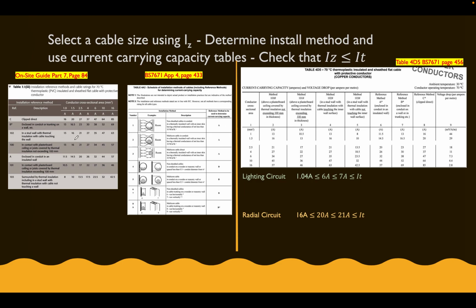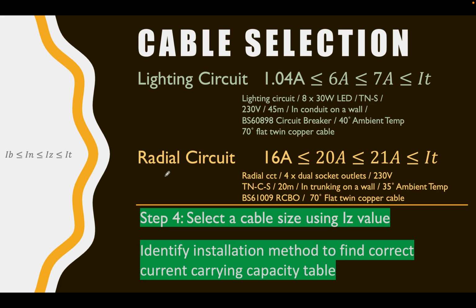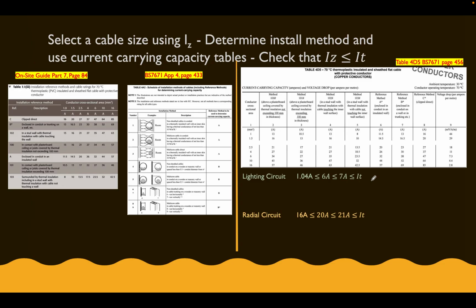So let's have a look on here first of all. We know on here, let's pick one. So let's go back and look at our installation methods on our information. So we've got the lighting circuit which is in conduit on a wall, and we've got the radial circuit which is in trunking on a wall. Okay, so let's go back in here. I've made this easy just for this video, but look on here now. I've got enclosed in conduit or trunking on a wall as my description of my installation method. Yep, that makes sense. And then look now, let's circle this because that's our reference method, isn't it?